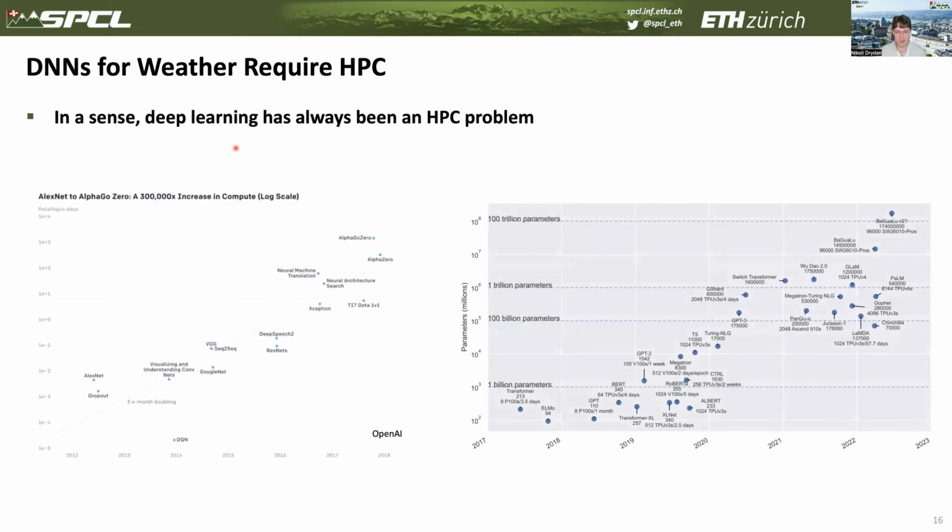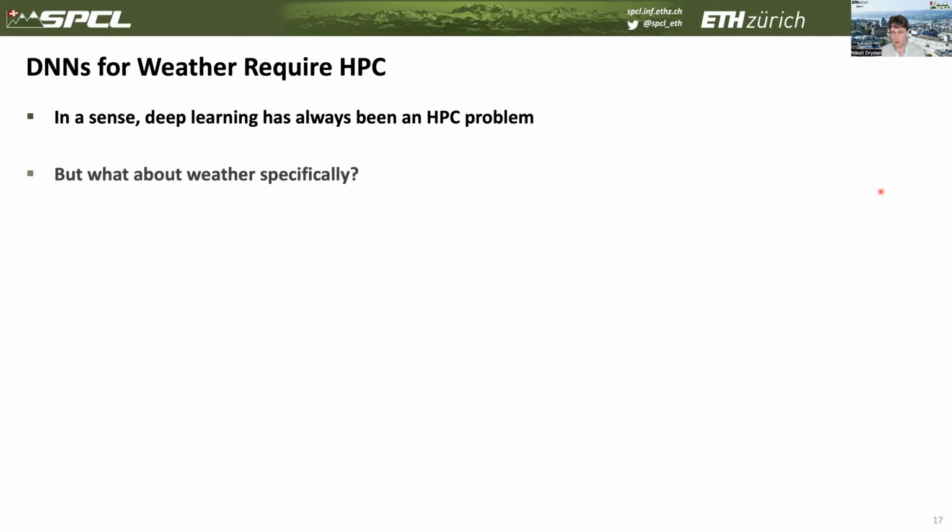And of course, in a sense, deep learning has always been a high-performance computing problem. It is a voracious and growing demand for compute, and our models are getting ever larger and larger. But what about weather specifically? Some of these same trends hold, but there's also some differences.